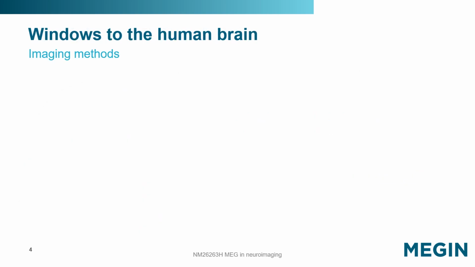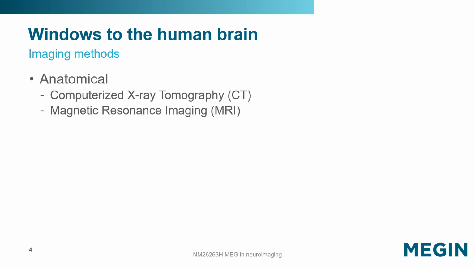How does MEG fit into neuroimaging? We can categorize neuroimaging into three different modalities based on how they look into the brain. Conventional imaging methods such as computerized X-ray tomography, or CT, and magnetic resonance imaging, or MRI, give information of the anatomical structure of the brain.